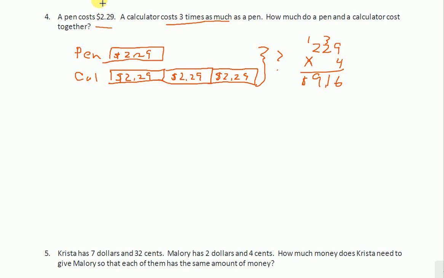So, and again, you can do it a different way. There's many ways to do it. So, a pen and a calculator cost $9.16 together. All right, that one was fairly simple when you do it that way.